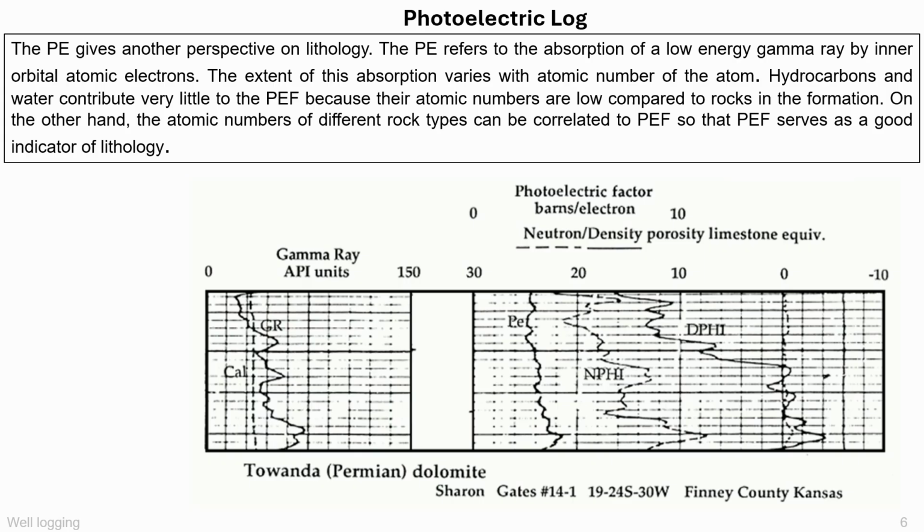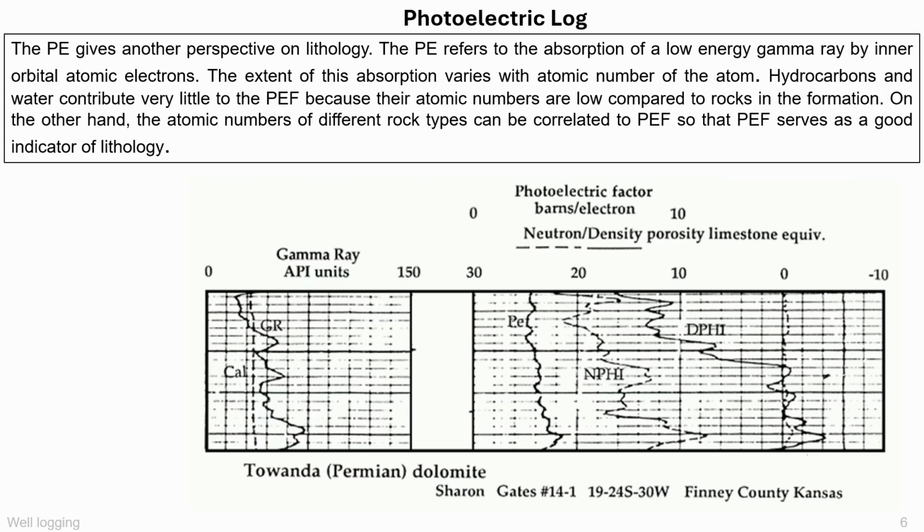The photoelectric effect log, often called the PE log, gives another perspective on lithology. It is based on the absorption of low-energy gamma rays by inner orbital electrons in the formation. Because this absorption depends on atomic number, different minerals show different PE responses. This is why PE is especially useful for differentiating lithologies such as sandstone, dolomite, limestone, shale, or salt.